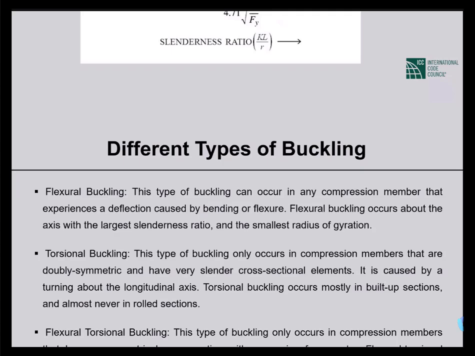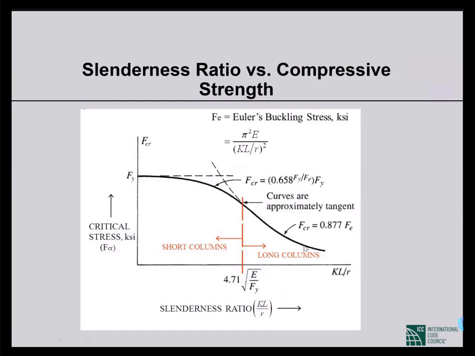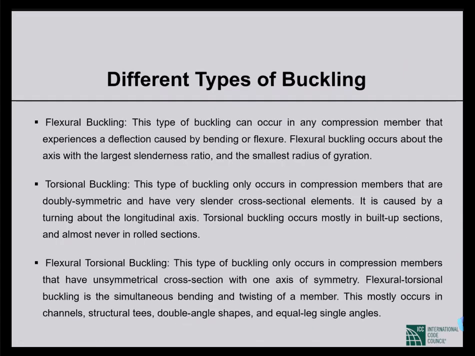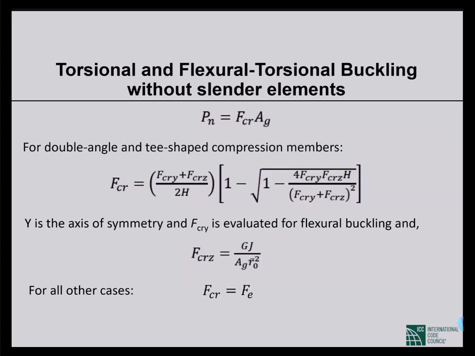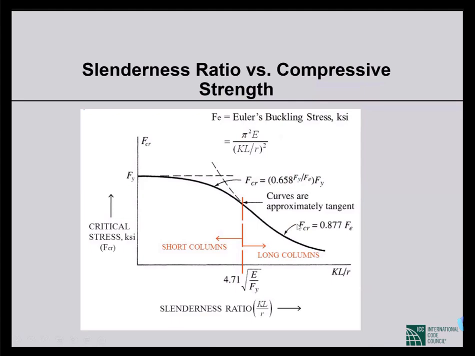So these are the formulas for FCR for long columns and for short columns. But once torsion or flexural torsion buckling is possible, that there is lack of symmetry. So here you see that we are talking about two axes, FCRY and FCRZ. And in the previous case, in these formulas, we are talking about R, radius of gyration. So that radius of gyration is in the weak axis always.